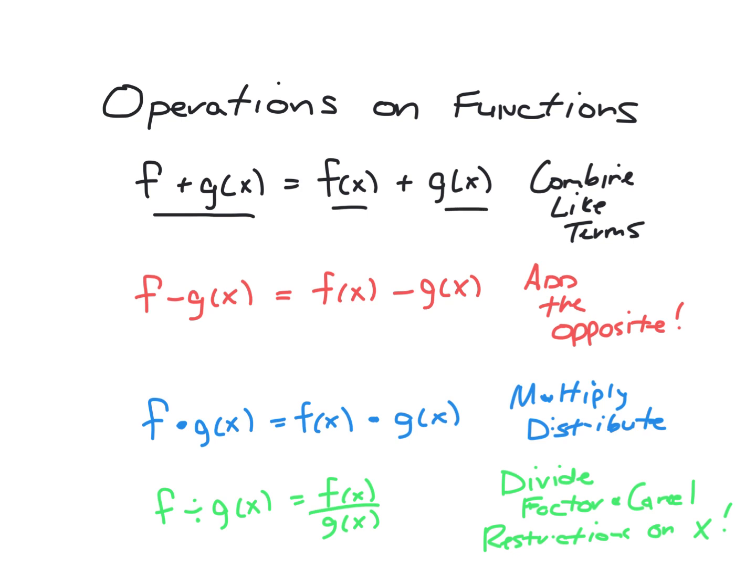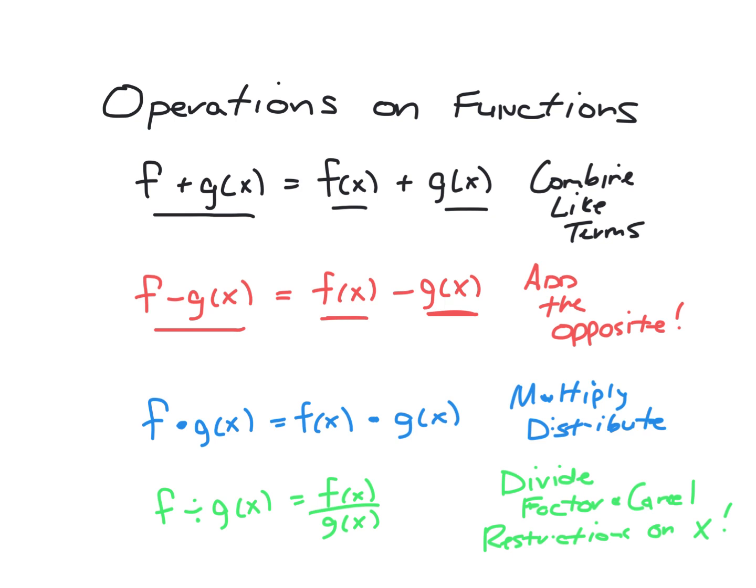And then as we've done all year long, when we're adding, you basically combine like terms. Like terms being terms that have the same exact variable part. When you're subtracting, so if you have f minus g of x, that means the same as f of x minus g of x. Order being very important here. And like we've done all year, subtraction is adding the opposite. So we're going to change that subtraction to addition. Add the opposite of that second function.